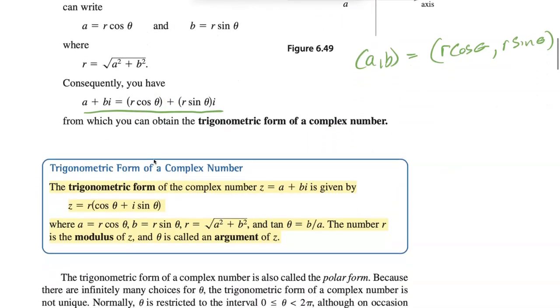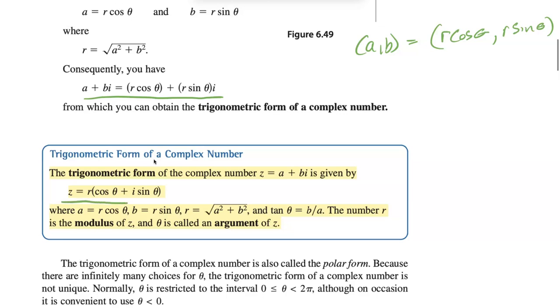Or another way of writing a trigonometric form is this right here. It's r times parentheses cosine theta plus i sine theta. This is essentially your a and your b, your x and your y, and then you're multiplying it by the length of the radius. So that is a trigonometric form of a complex number: r times cosine theta plus i sine theta.